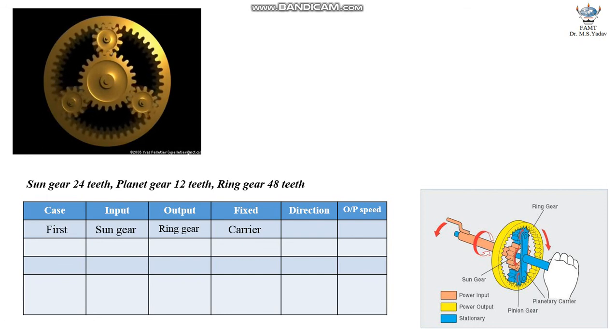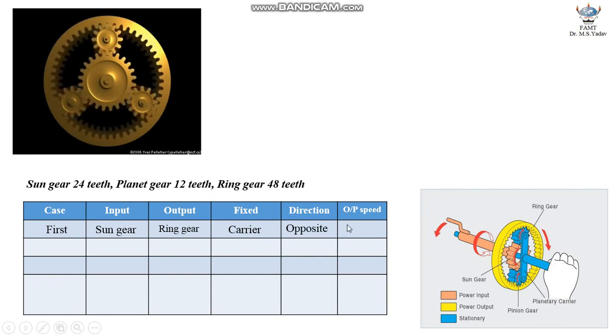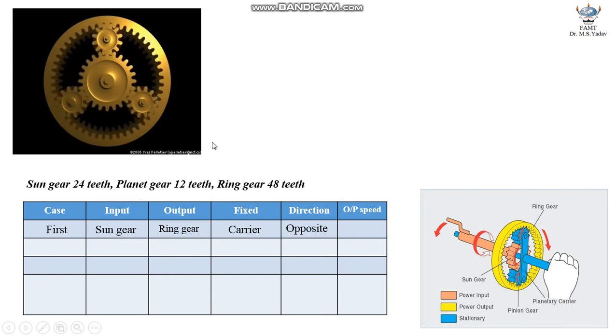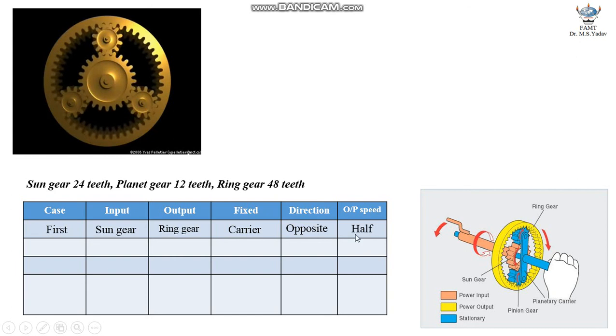The direction of input and output shaft, that is sun and ring gear, is opposite to each other. The ring gear will turn half the rotations of the sun gear, so the speed will be reduced. This one is the first gear ratio.